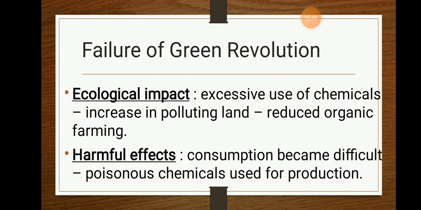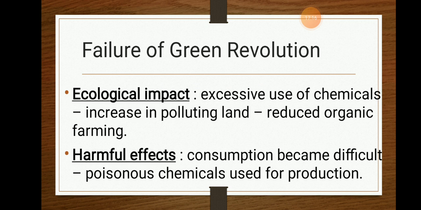So what happens when you use excessive chemicals or excessive things on the land? The land starts getting polluted. So this is one of the major failures of the green revolution. Because of the usage of chemicals, fertilizers and pesticides, the fertility of the land will also decrease. So by this, what happened?